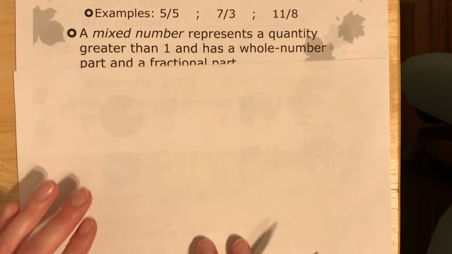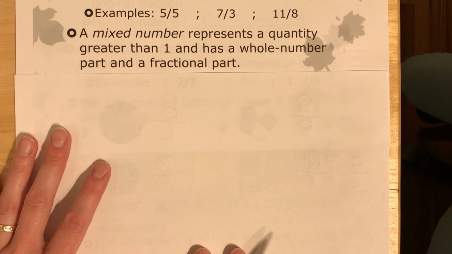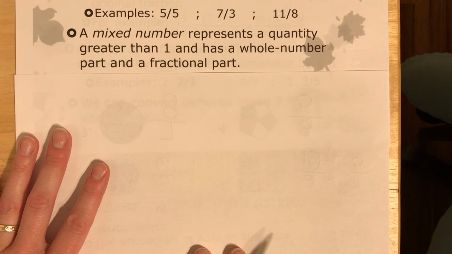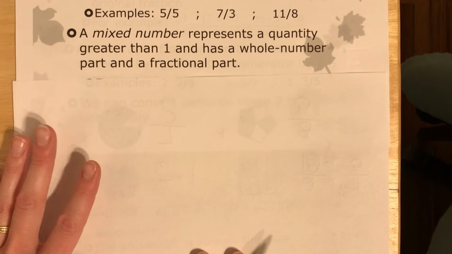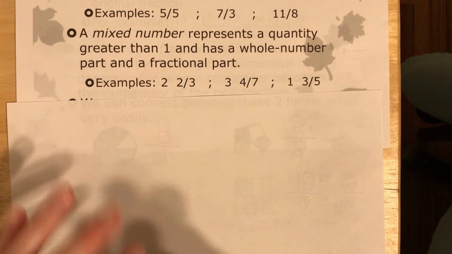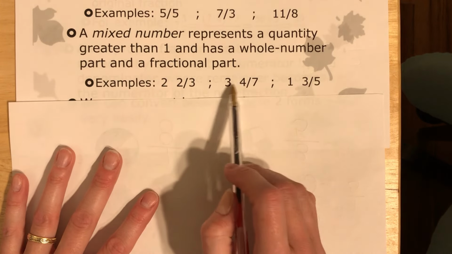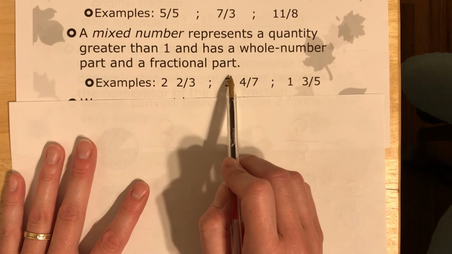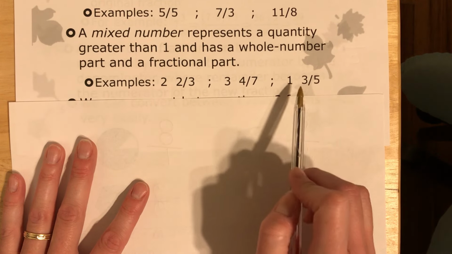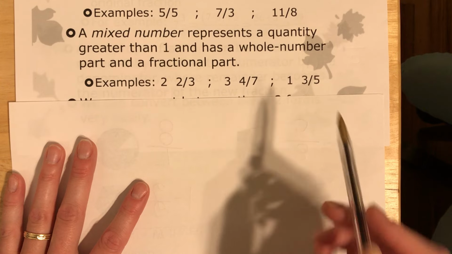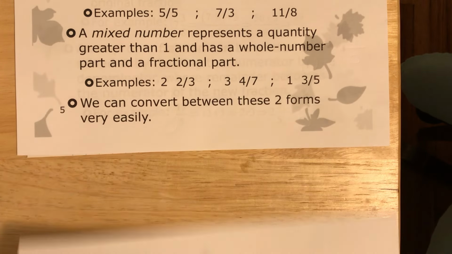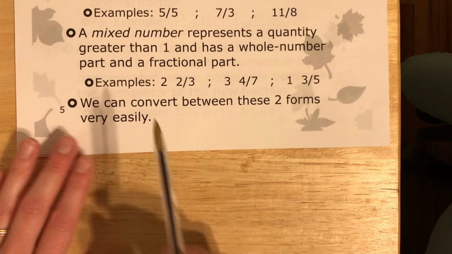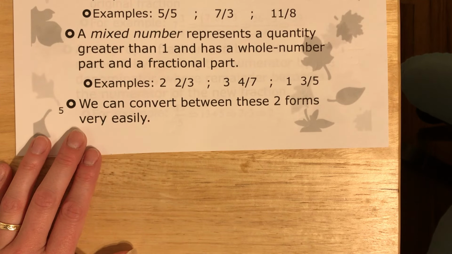And then that leads us to a mixed number. A mixed number represents a quantity greater than 1 and has a whole number part and a fractional part. For example, 2 and 2/3, 3 and 4/7, 1 and 3/5. That means I have 2 whole, and then I have 2 out of 3 pieces. 3 whole, 4 out of 7. 1 whole, 3 out of 5. What we're going to talk about now is converting between these two forms, and it's very easy to do so.